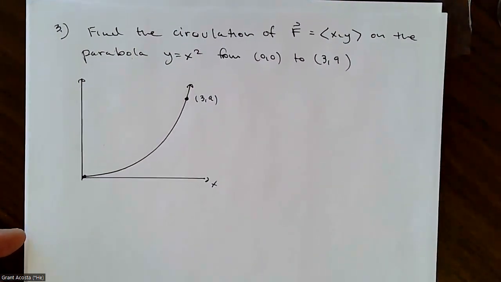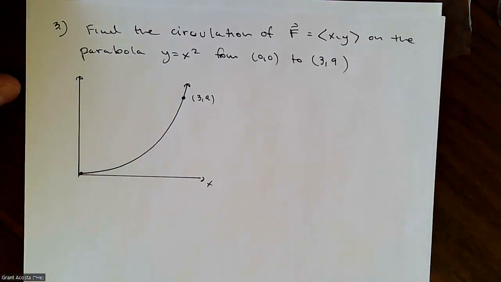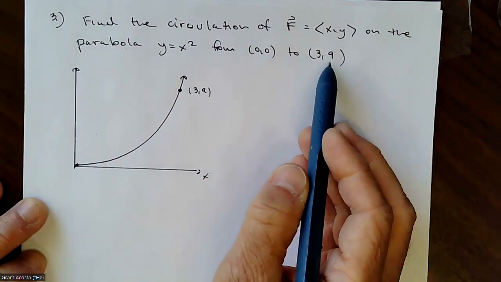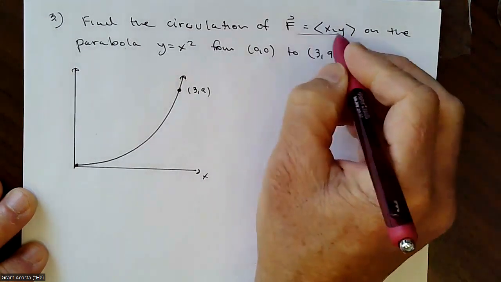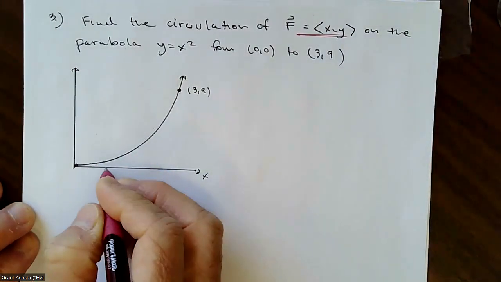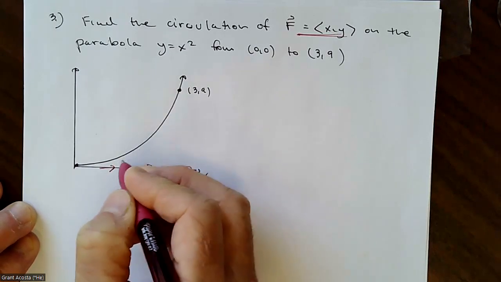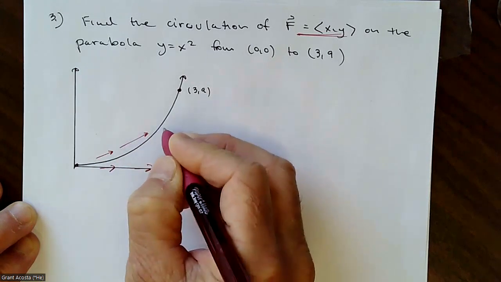Let's take that same radial field that we just talked about, and let's calculate the circulation for a different curve. We're going to use the parabola y equals x squared from (0, 0) to the point (3, 9). So this is the same radial field that we used on the previous one. I'm just going to imagine some vectors here. Remember, they're going away from the origin. They're getting bigger as you move away.